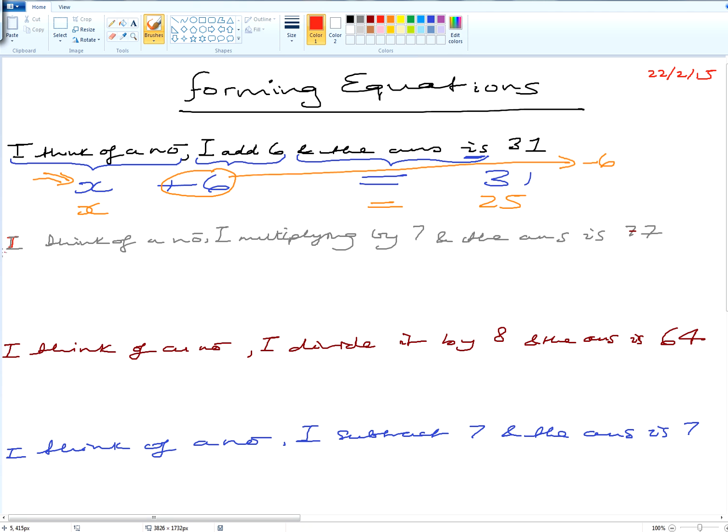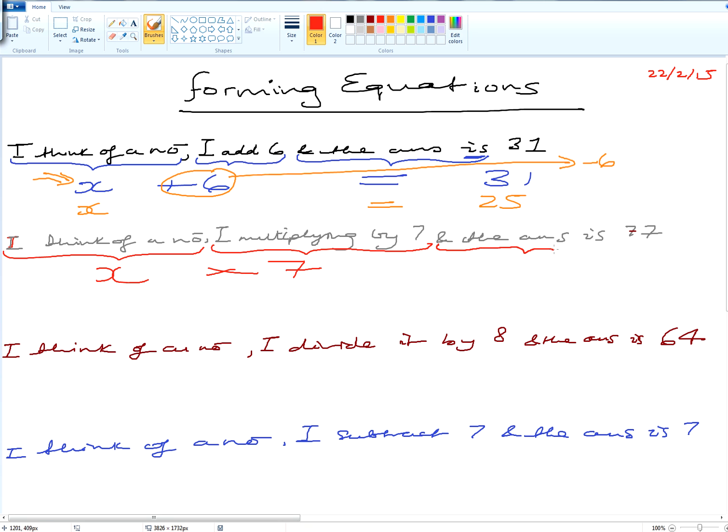Okay, next one. Anam. I think of a number. What should we call it? Call it X, or a box. I multiply by 7. That looks nice and simple. That is just times by 7.